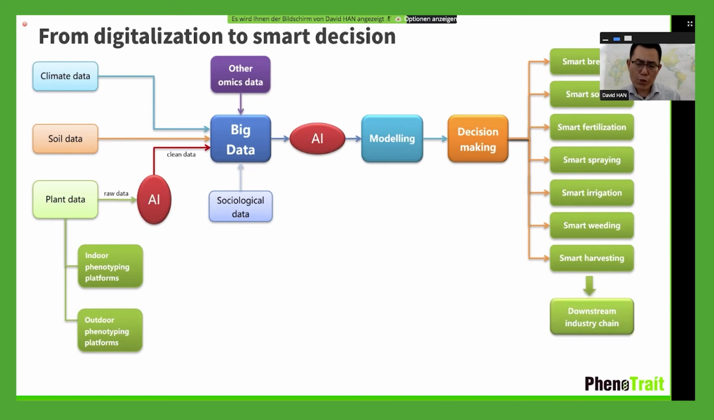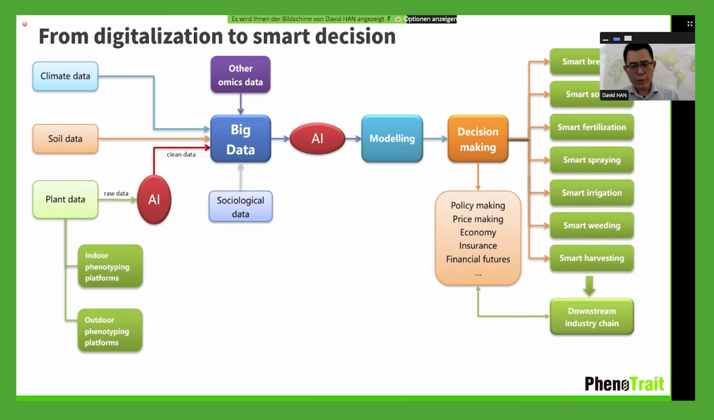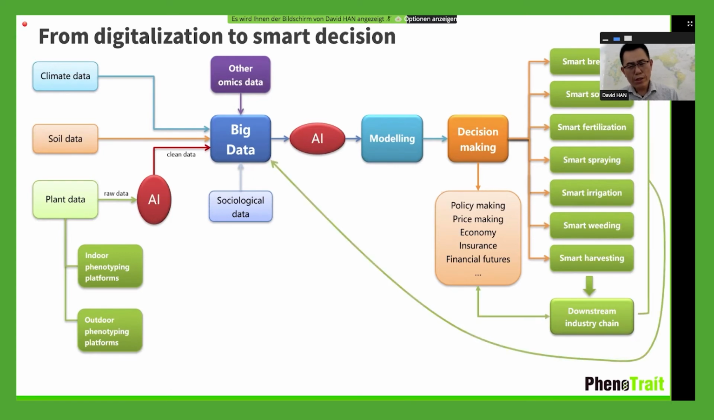Then we go to the downstream industry trend. But this is not the last, because agriculture is part of society, part of the market, part of our world. So we hope to have very smart decisions for policy making, price making, economy, insurance, and also financial features. All this generated data will go back to the database, and then improve the models and improve our decisions.